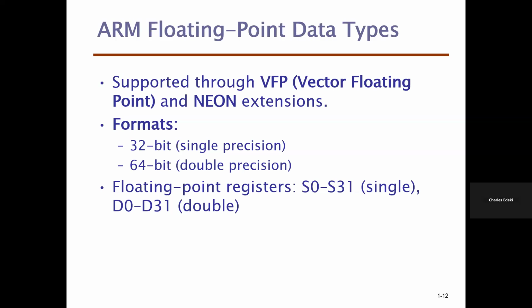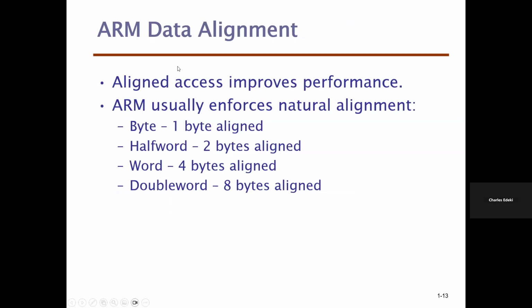Then let's see the next one, which will be the alignment. I think we finished with all the integer and float. So data alignment also. Here we say ARM enforces natural alignment. So byte is 1 byte boundary, half word 2 byte boundary, word is 4 byte boundary, and then double word is 8 bytes.